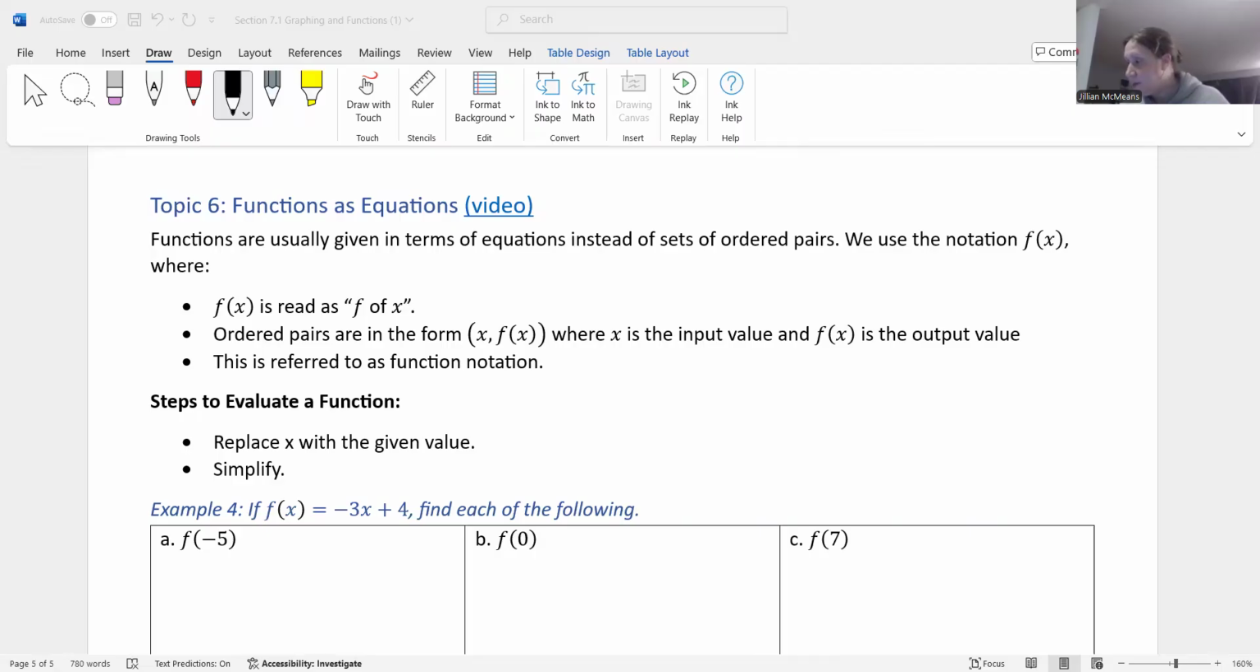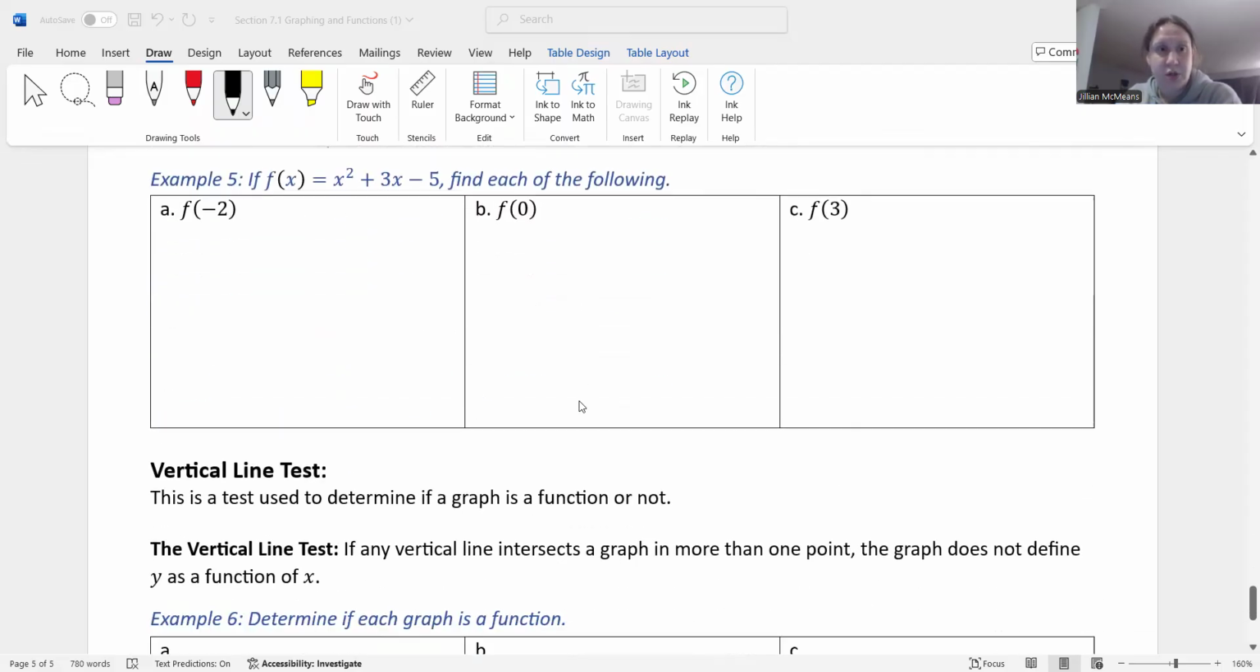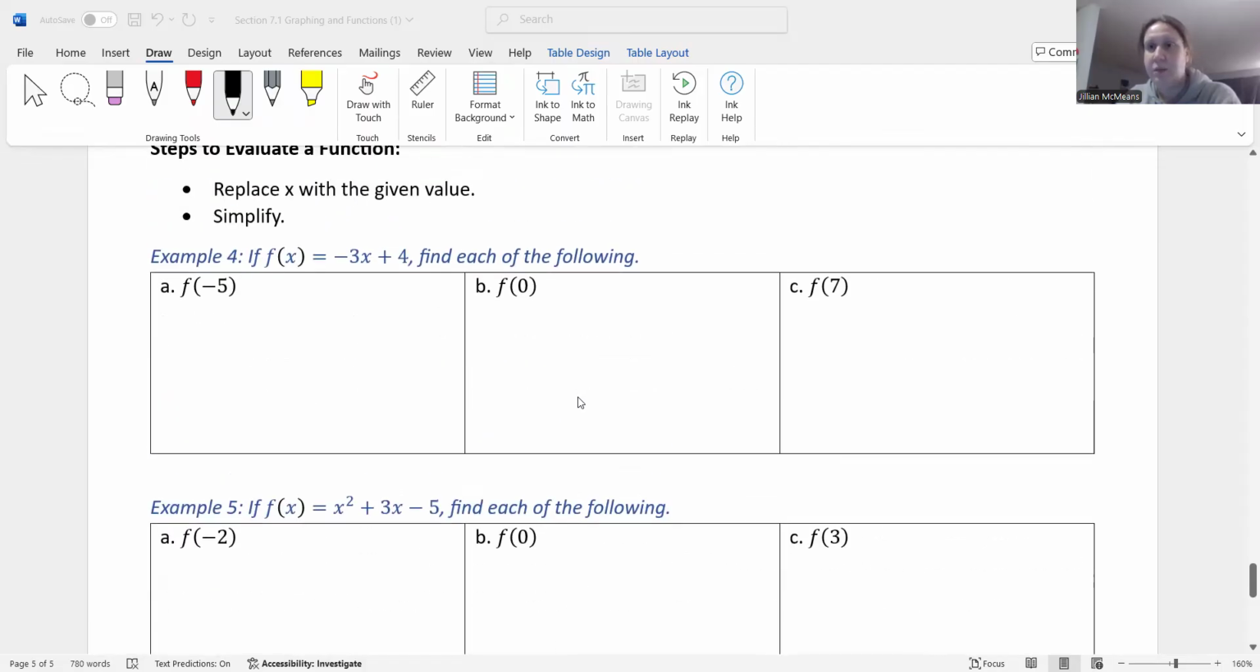All right, to wrap up section, what are we in? 7.1. So to wrap up section 7.1, we're going to look at functions as equations. So this video might be a little bit longer. We have one, two, well, maybe not. We have three examples to look at.